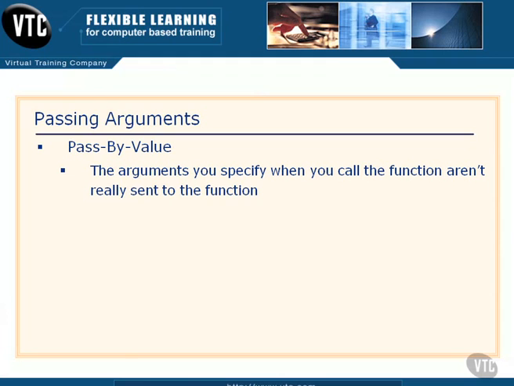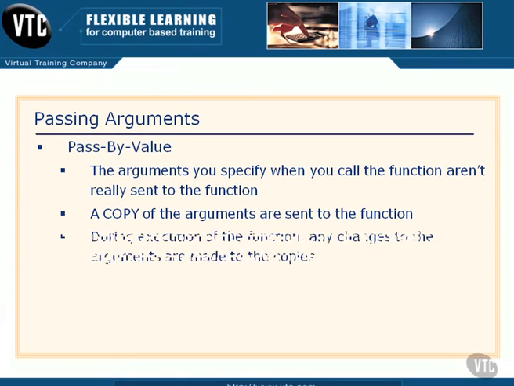But when we pass by value, the arguments that you specify when you call the function really aren't sent to the function. Now, what exactly do I mean by that? Well, the little men who live in C++ world and do all this work for you in the background take the arguments that you send to the function and make a copy of them, and then they use that copy inside the function.